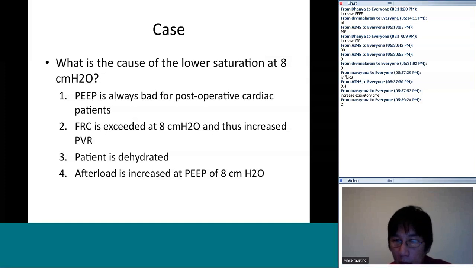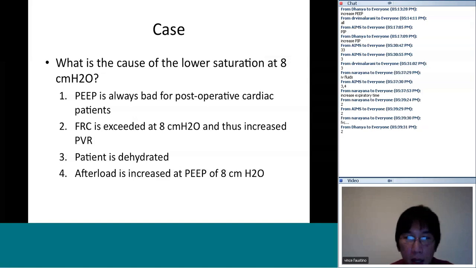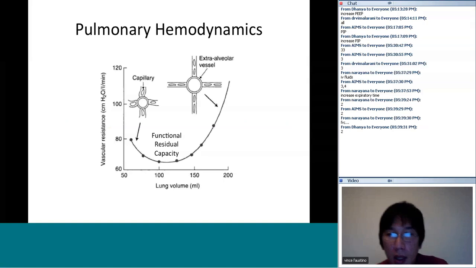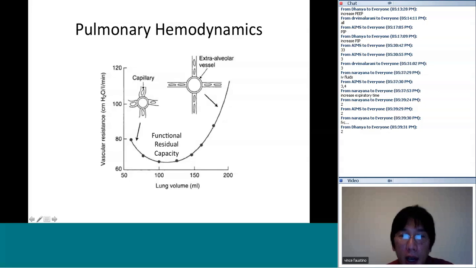Okay, some more answers. Good. Okay, so you got this one right. I guess you're very familiar with the effect of PEEP on pulmonary vascular resistance. So just to summarize the effect, this is a classic graph showing the effect of lung volume or pressure, depending on the compliance or PEEP, and its effect on pulmonary vascular resistance. Remember, the effect is U-shaped, such that your pulmonary vascular resistance is highest when you are below FRC and when you are above FRC.